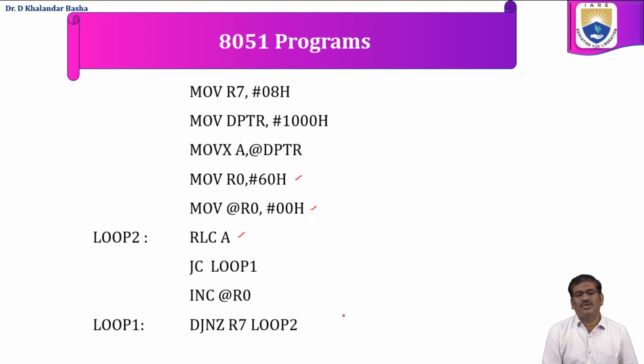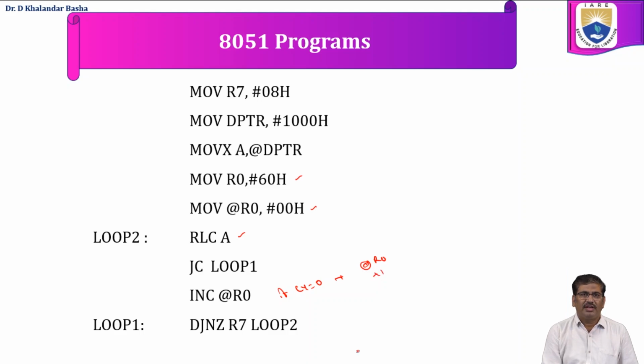Then we will rotate these contents either towards the left side or right side. For that we are using the instruction RLC A. If carry is equal to 1, don't increment. If carry is equal to 0, increment the 60H location. So for that you will write JC. If carry is equal to 1, skip this incrementing. If carry is equal to 0, then INC @R0.